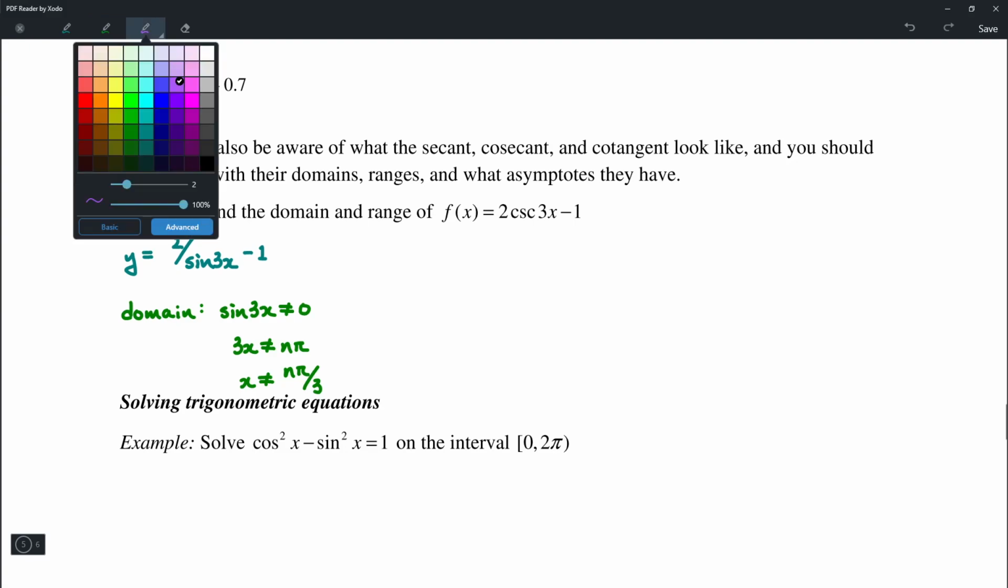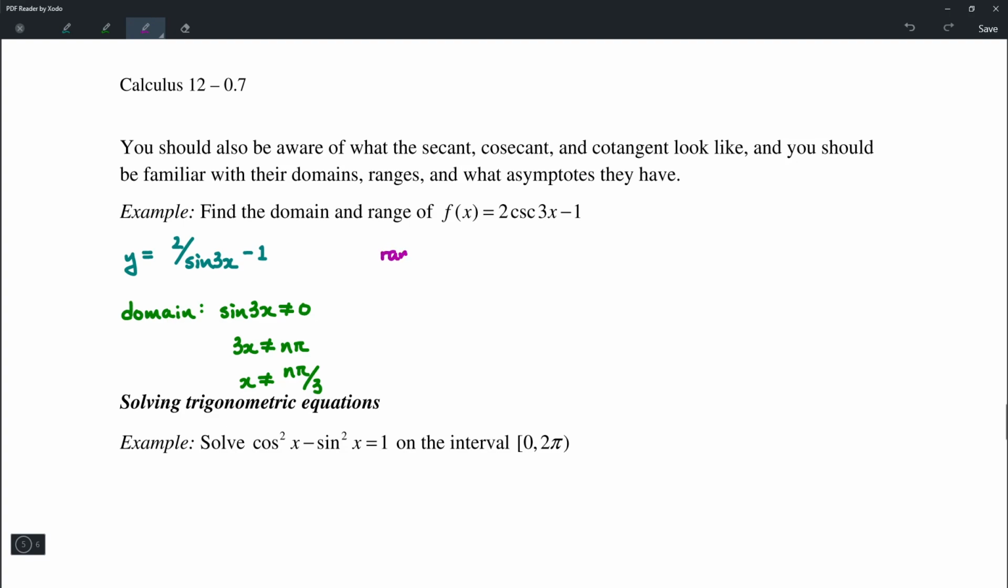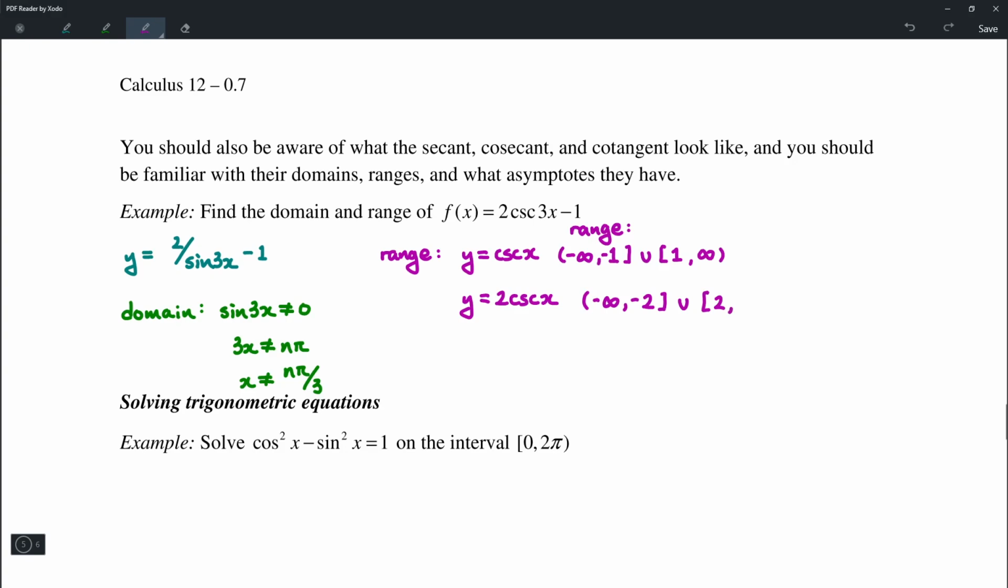Okay, so the range is a bit more complex. So we'll start with the range of just a cosecant function. And that will be from negative infinity to negative 1, or from 1 to infinity. And of course, from there, we are going to multiply by 2. Which means the range is going to be from negative infinity to negative 2 instead of negative 1. Notice that the 2 here is a vertical stretch. And then it will also be from 2 to infinity.